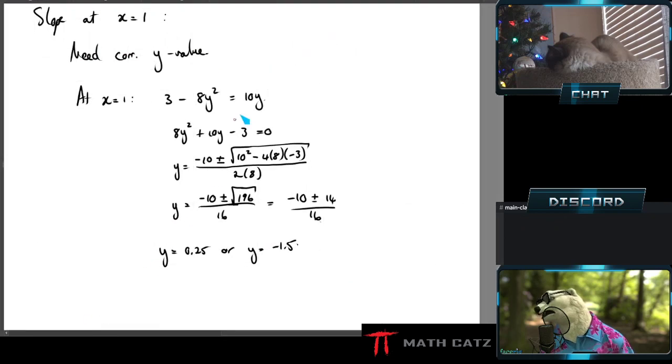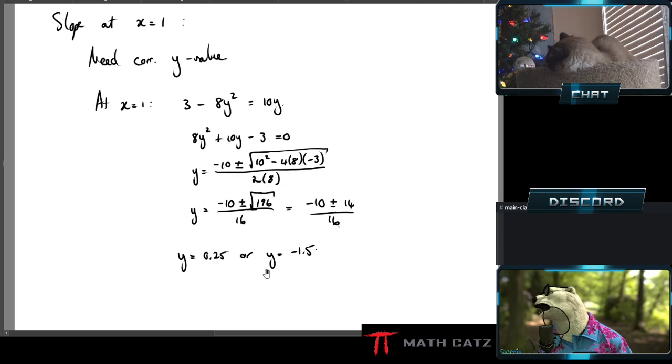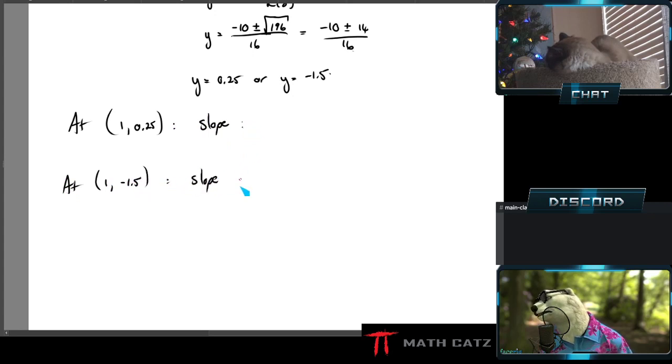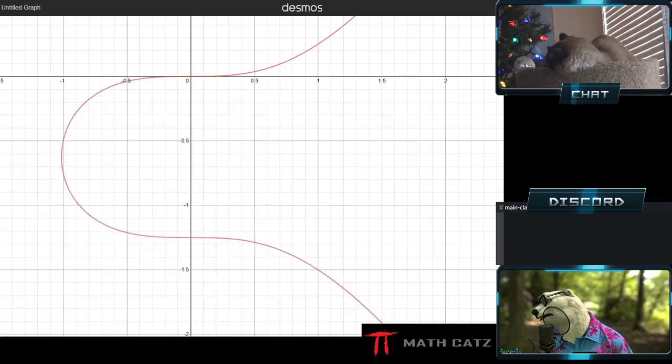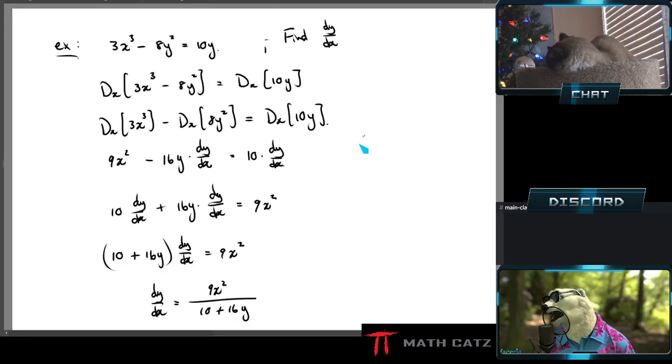So they would have had to specify, which one do you want here? Oh, you want both. Okay. So then at (1, 0.25), I'll get a slope, and at (1, negative 1.5), a different slope, depending on the symmetry, right? The symmetry here is pretty strong, it looks like. So there might be a strong relationship, an obvious relationship between these slopes, but it won't be in general.